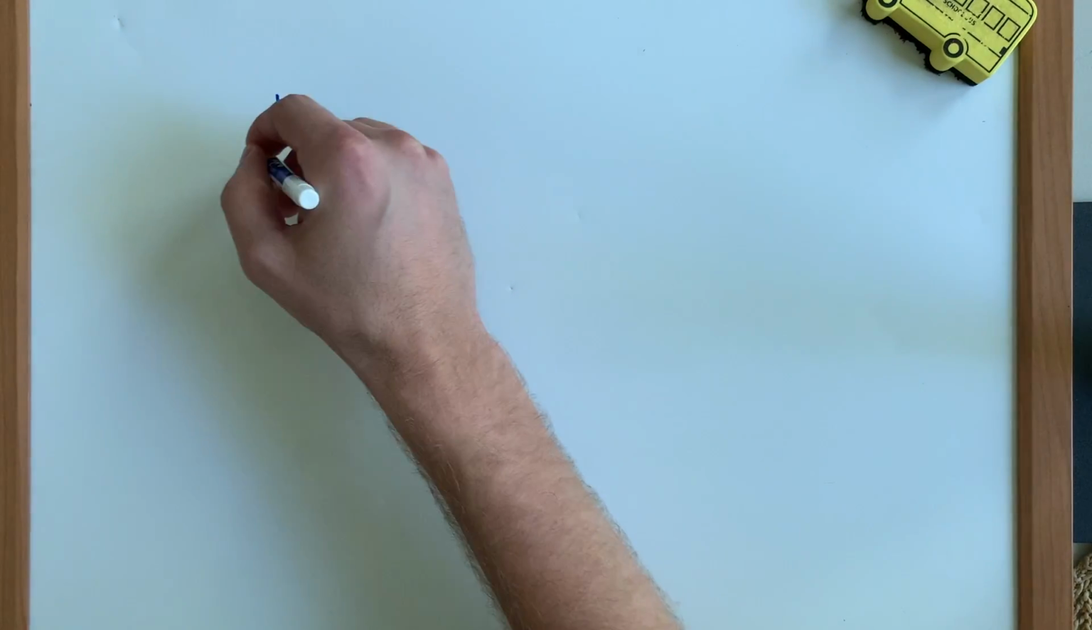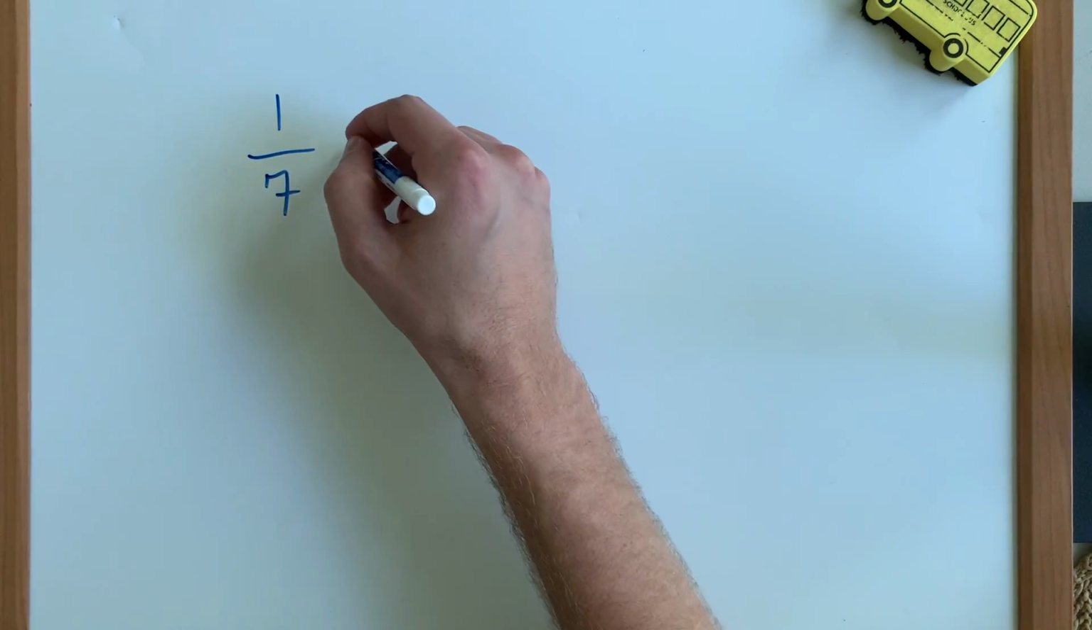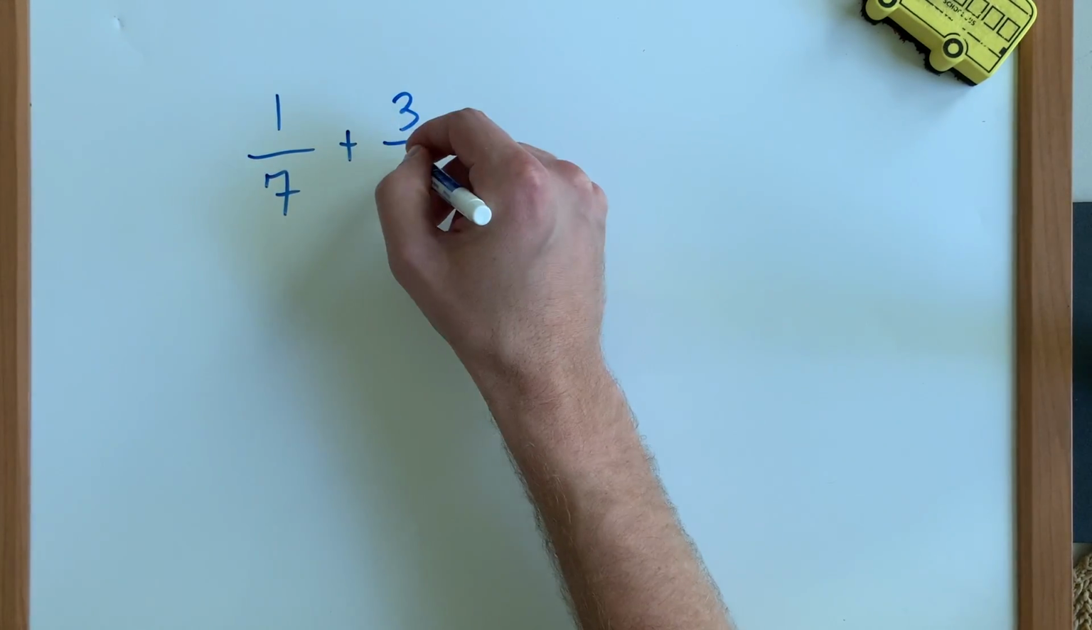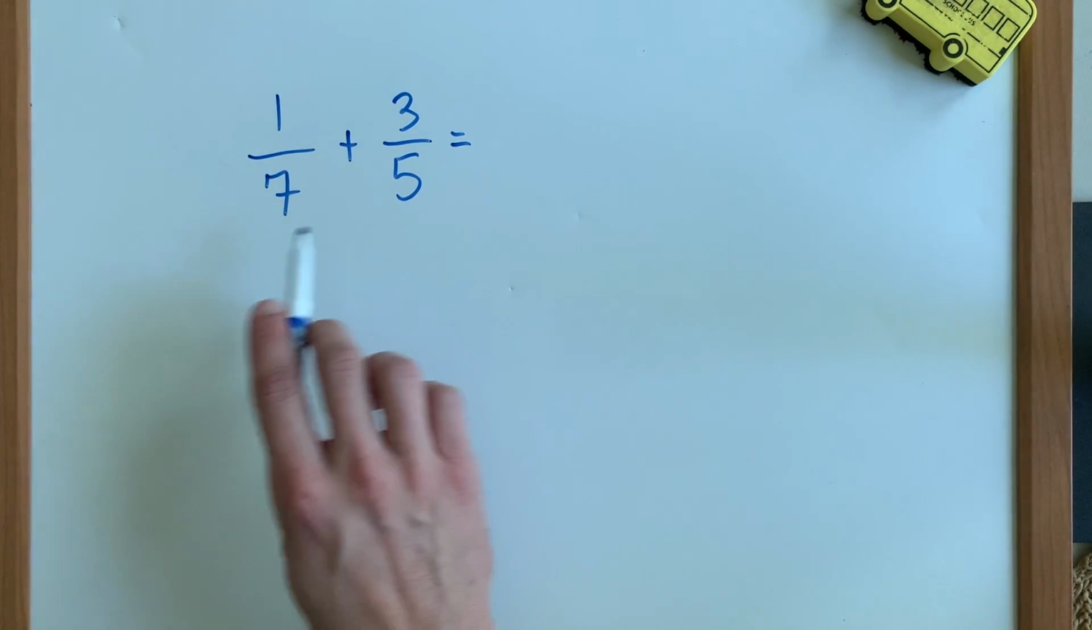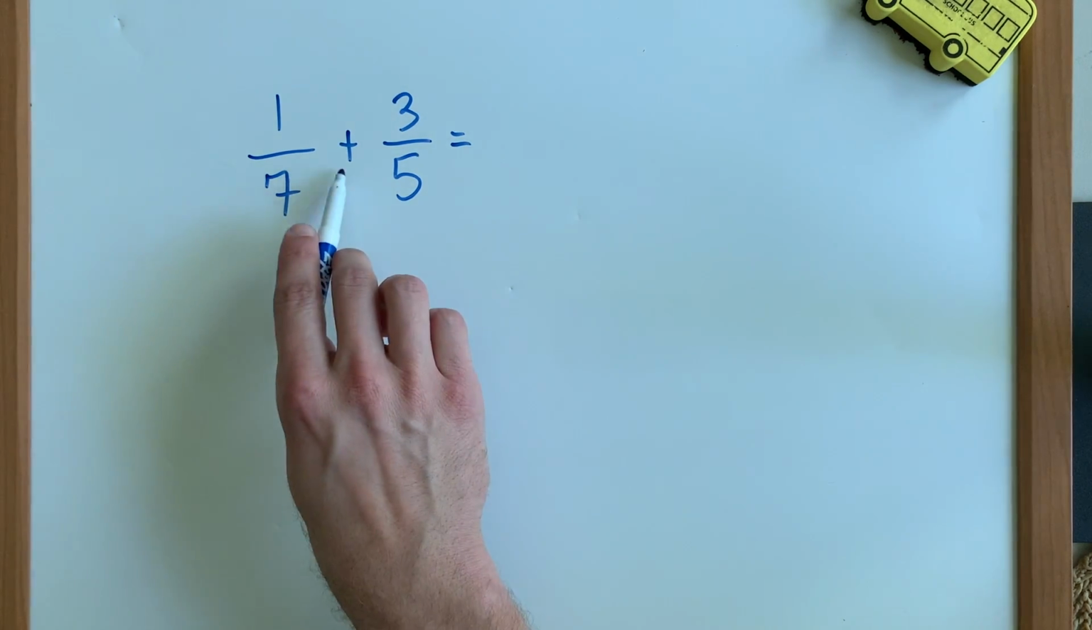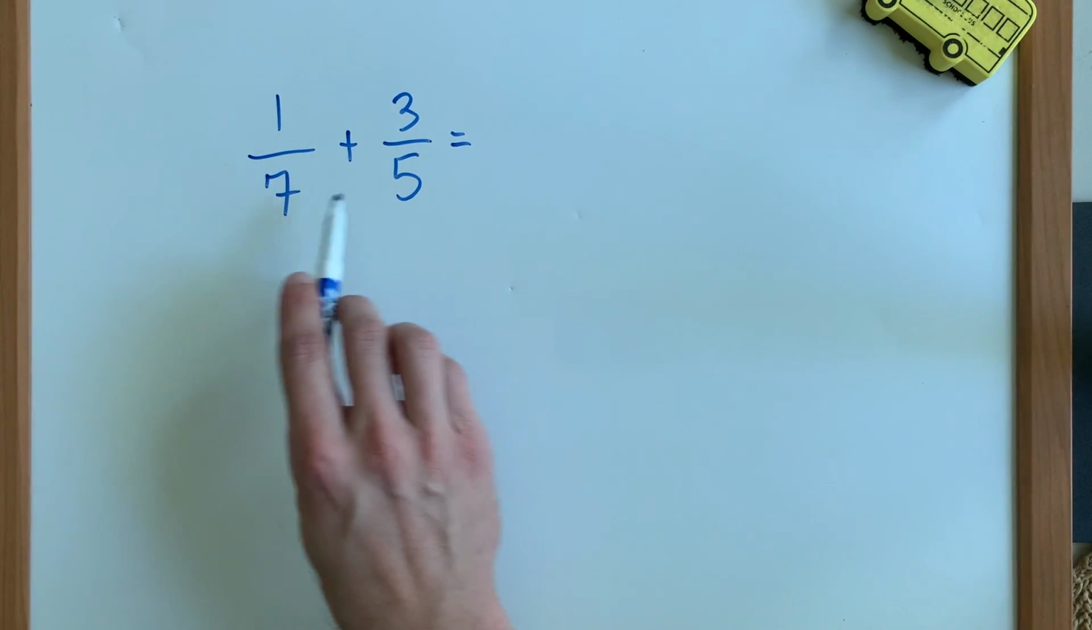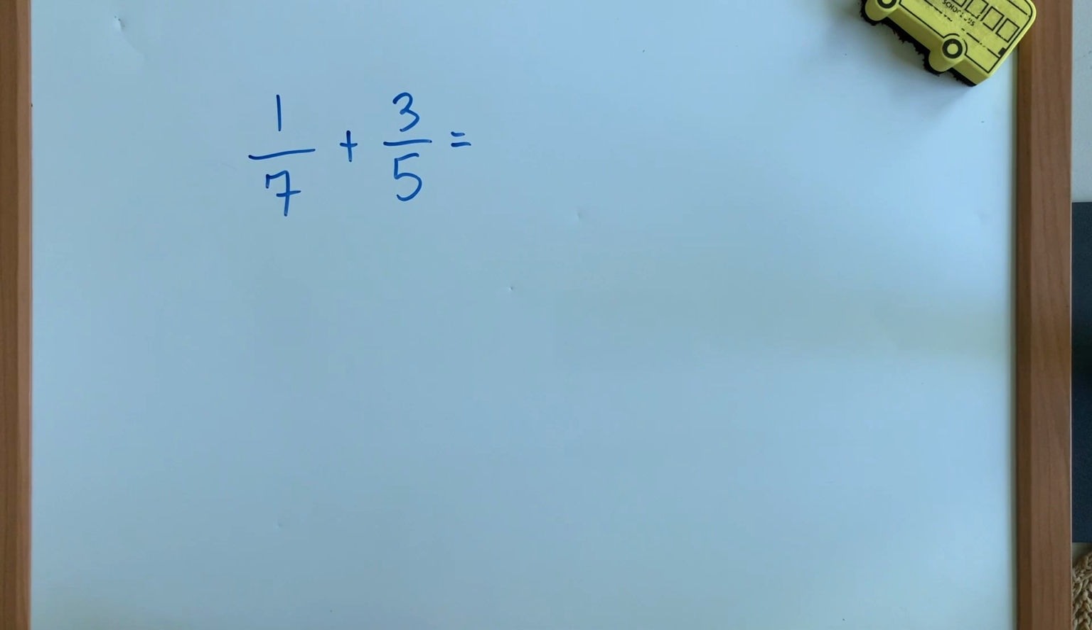Let's say that you wanted to add 1 over 7 plus 3 over 5. Well, you can't do that in its current form because the denominators are not the same and we are adding. Adding and subtracting needs the same denominator. And so one way that we can do this is through something called the butterfly method.